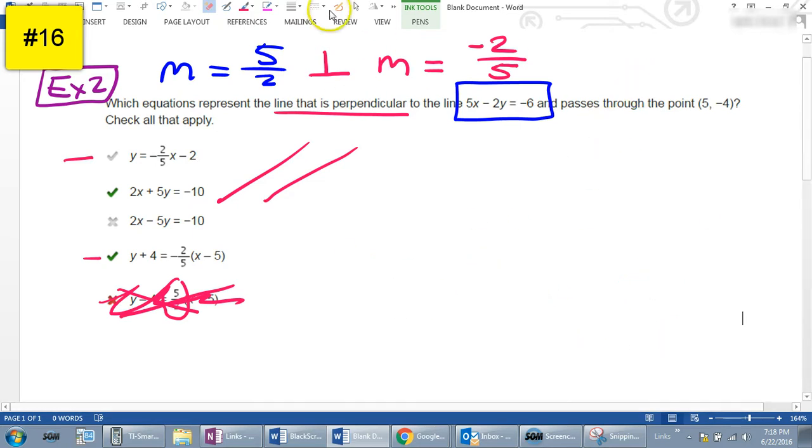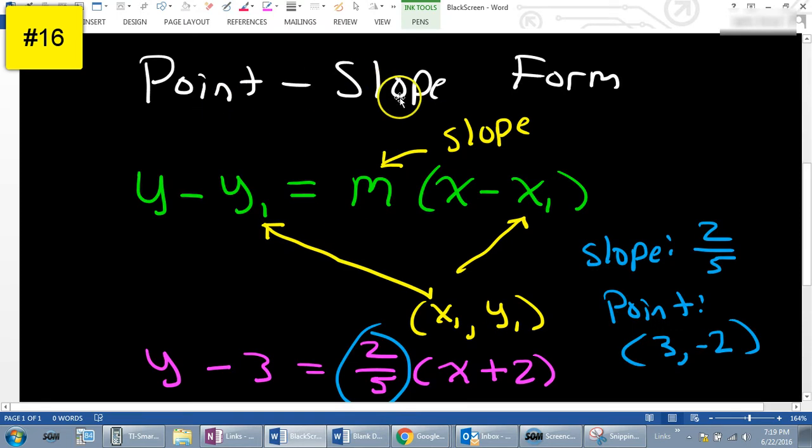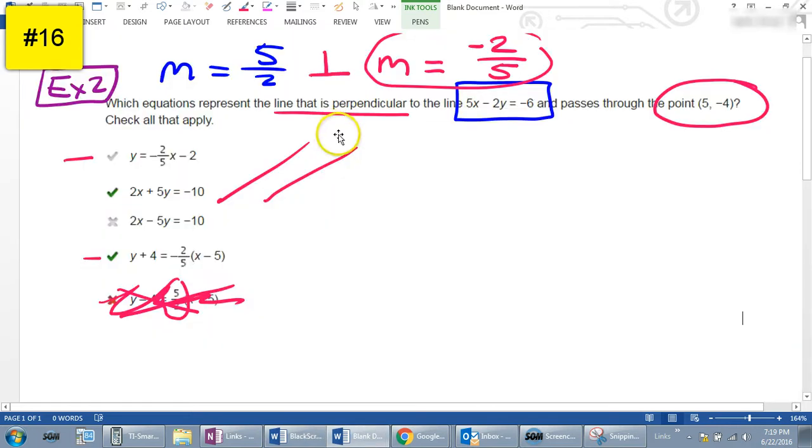Okay, they gave us a point. So now, take a look. Now we have the slope and we have a point. What does that remind you of? If we have the slope and a point, that would be a good time to use point-slope form. If you have the slope and a point, why not use point-slope form? So that's what I'm going to do. I'm going to use point-slope form.